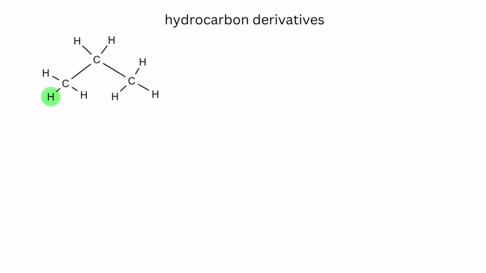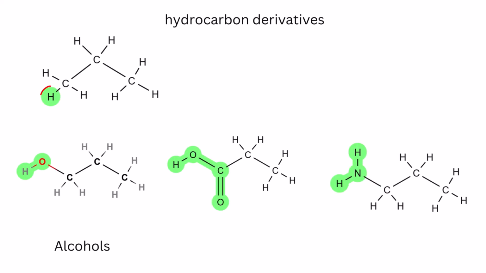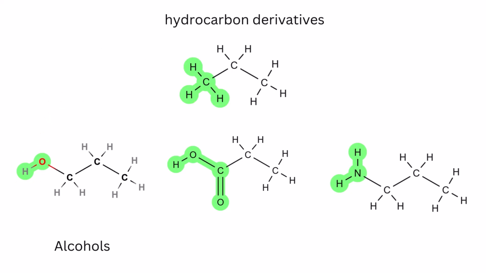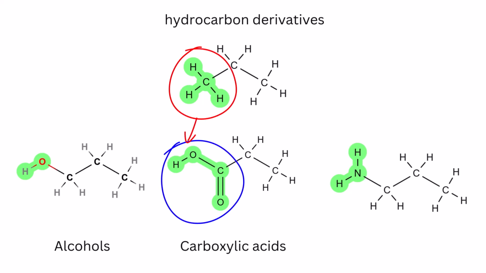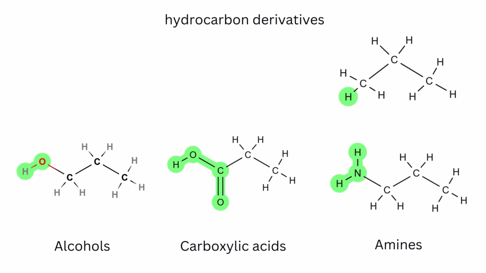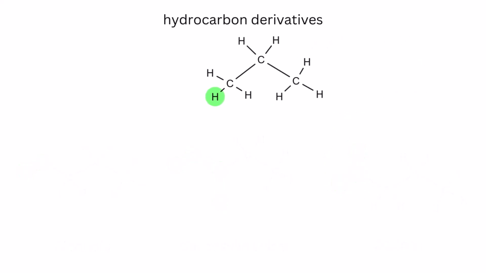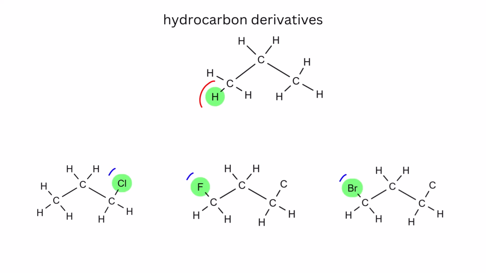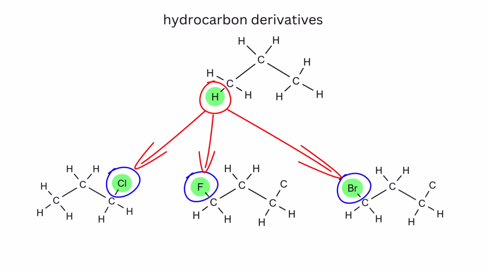Some common examples of hydrocarbon derivatives include alcohols, where an OH group replaces a hydrogen atom; carboxylic acids, where a COOH group steps in; and amines, where a nitrogen group, that is NH2, takes over. You also get halogenated hydrocarbons, where hydrogens are replaced by halogens like chlorine, fluorine, bromine, or iodine.